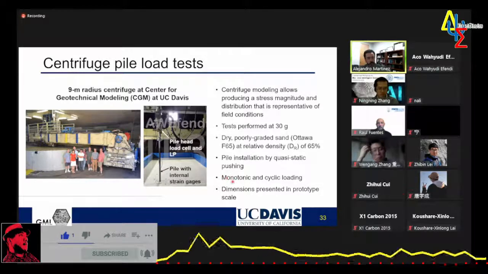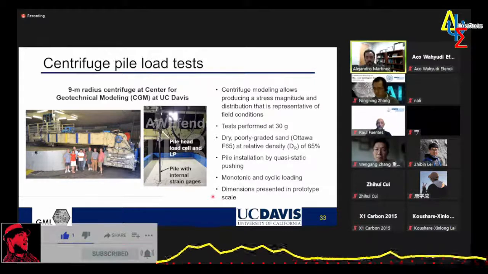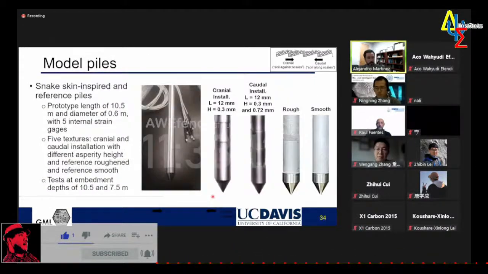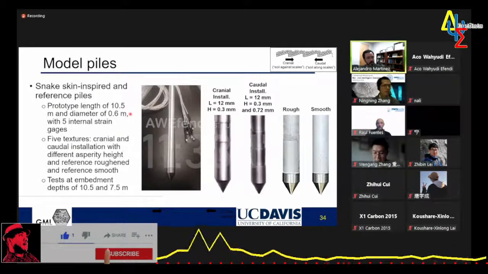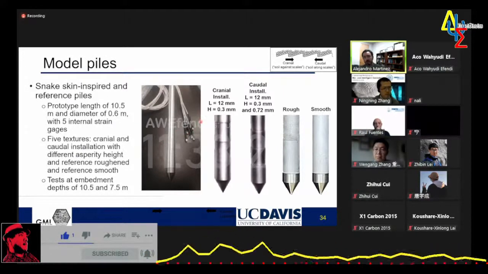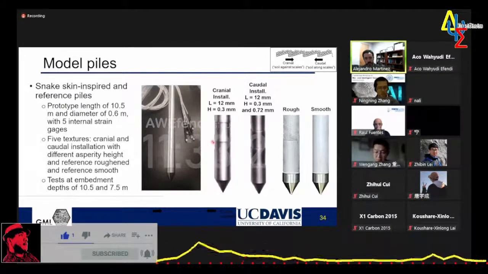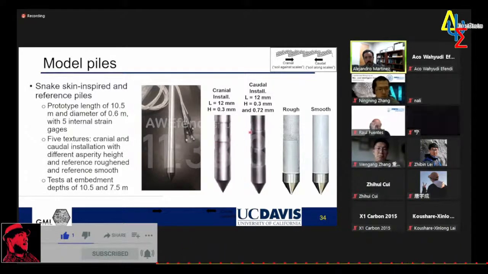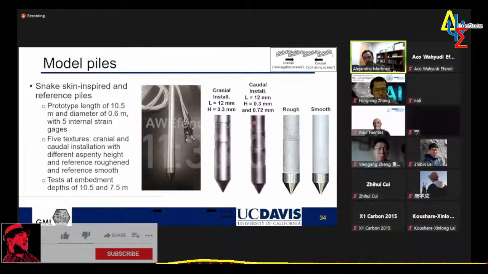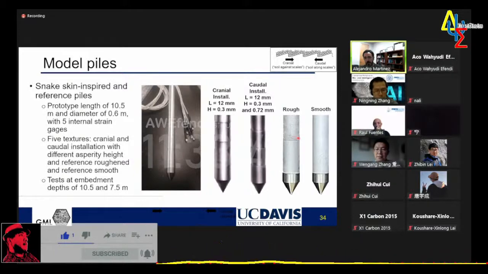I'm going to focus on monotonic loading today, and I'm going to present all of the results in dimensions at prototype scale. These images show our piles. They have a prototype length of 10 meters and a diameter of 0.6, and they have 5 internal strain gauges, and you can see the cables here. We have 5 different textures. This one pile we installed cranially, and so you see how the sand particles would encounter the sharp edges. We also have the pile that we installed caudally with 2 different heights of the asperity, 0.3 and 0.72. We have a rough pile and a smooth pile as well for comparison.